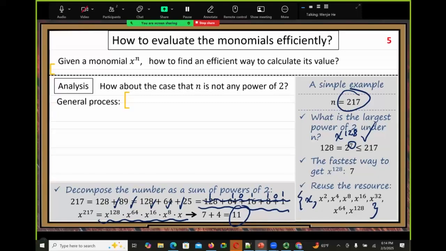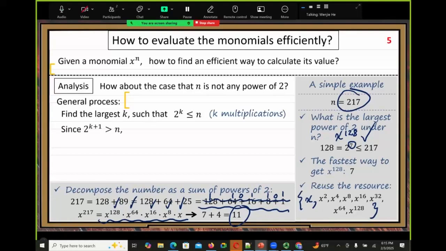The general process. Because we only work on a special example, can we generalize this method to any number? Can we use the same way? Yeah, we can. Find the largest k. Actually, you just do a binary representation first, right? Then you know how to write the decomposition. So the largest k multiplication.